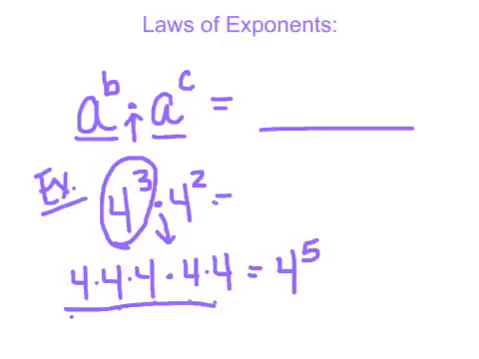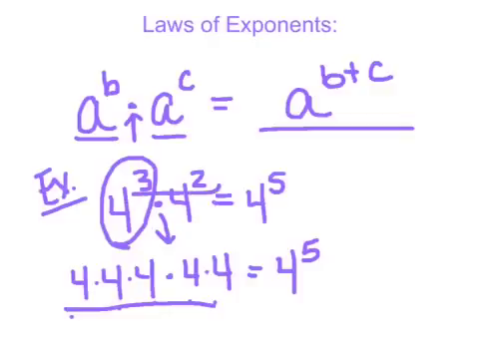So if we now know the answer to 4 cubed times 4 squared is 4 to the 5th, are you recognizing a shortcut? Yes, we can keep the base the same and just add the exponents. Keep the base the same and add the exponents, because we know that 3 plus 2 gives us 5.